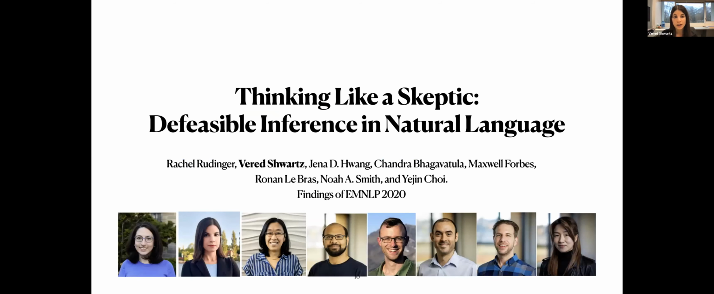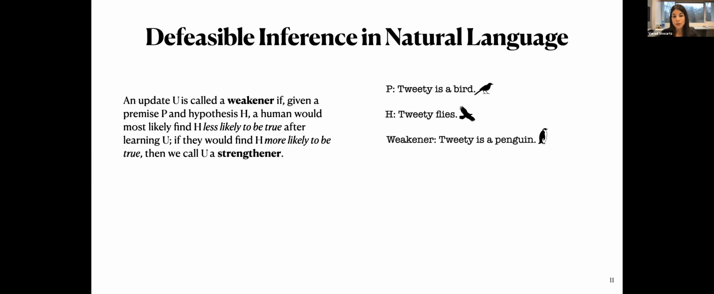So in a recent paper, we targeted the task of defeasible inference in natural language. And this paper was led by Rachel Rudinger, who is now an assistant professor at UMD. First of all, we extended the task so that we could have an update sentence that could either weaken or strengthen the hypothesis. So in this Tweety flies example, the weakener could be something like Tweety is a penguin, but then we could also strengthen the inference that Tweety flies if we get an update sentence that says that Tweety is on a tree.